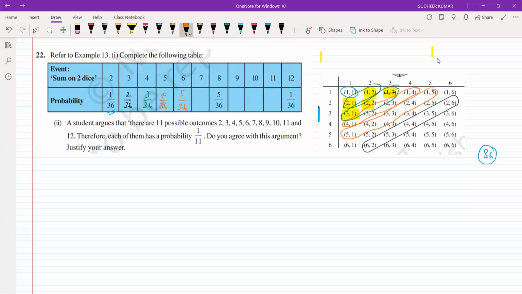Next, 7. All these you will get 7. So 6 by 36. Next, 6 by 36 again, the same, then it will be reduced: 5 by 36, next 4 by 36, 3 by 36, 2 by 36. But you should write all these possibilities, then you can fill this table. Right?